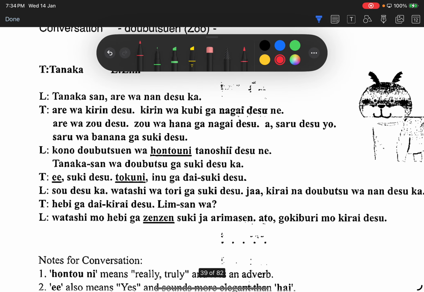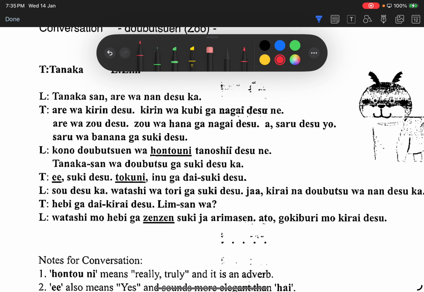Right? Saru wa banana ga suki desu. So about monkey, banana likes. Right? Banana like. So they like banana lah. Monkey like banana. Okay? What if in this sentence we change the wa to a no? Saru no banana ga suki desu. Right? It becomes the monkey's banana. But there's no banana in this case. There's no banana that exists in this particular scene. He's just saying monkeys like banana in a general sense.